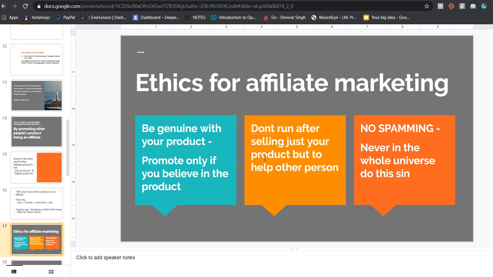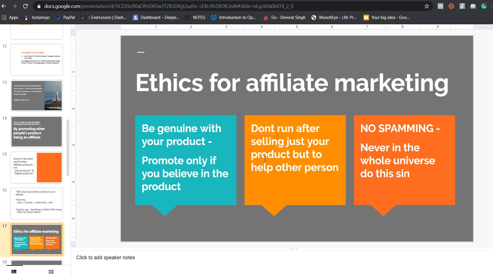The second one is, don't run after just money or selling your product, but help other people. Nowadays in this whole affiliate marketing industry, a lot of people don't know how to sell, and they are just running after money. You may have seen posts on Facebook where people post their $10 revenue and all those cheap stuff. Don't just run after money. Sell only if it helps the other person. Don't spam them.